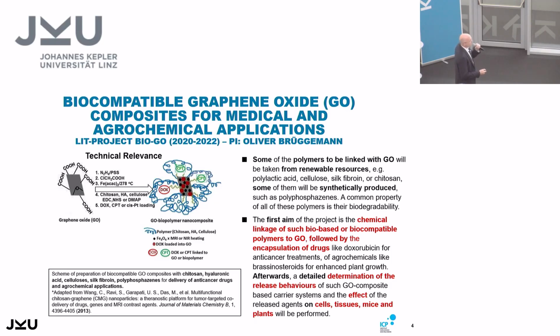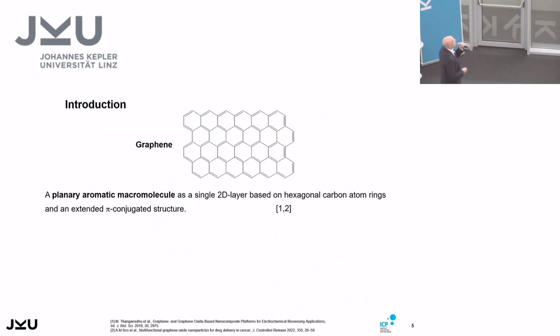And then, of course, trying to find out how these kinds of drugs will be released in combination, in contact with cells and tissues and plants. That was the idea. So first of all, we should have a very brief look back at graphene. What is graphene? Graphene is a 2D layer system. Actually, one can obtain it from graphite, but it's only a 1-layer system, a 2D layer system based on hexagonal carbon atom rings, and of course with a pi conjugated structure.